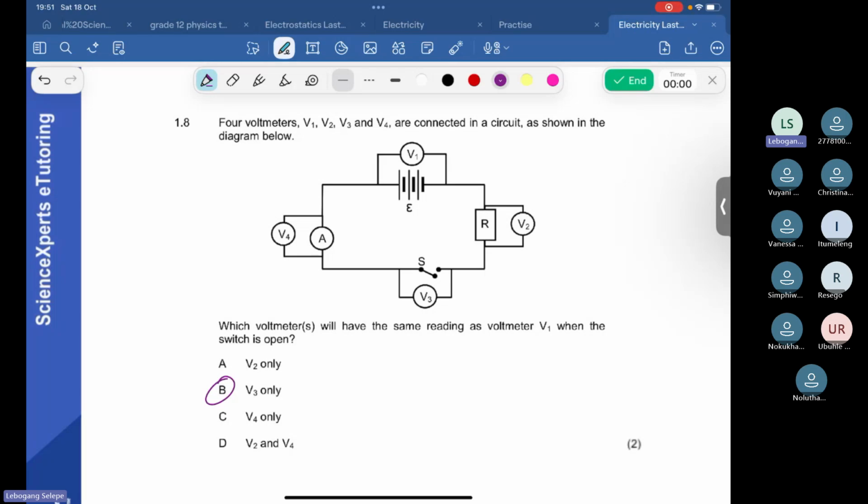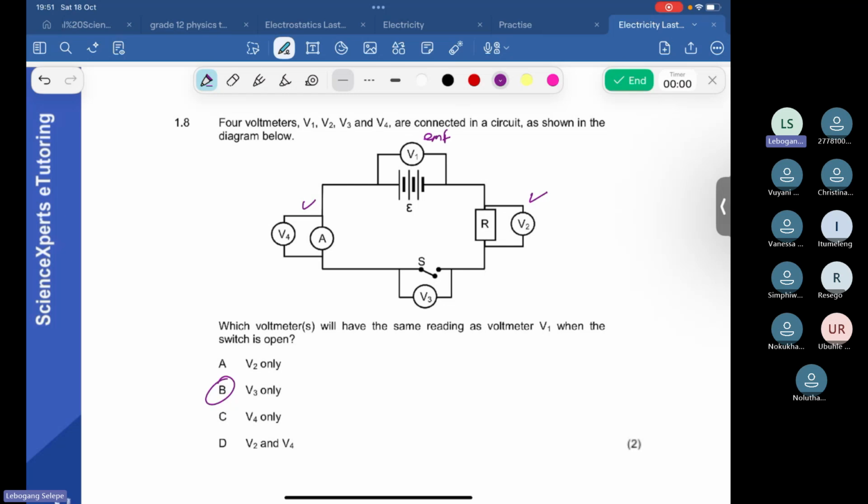Remember, when no current is flowing, this voltmeter across the battery reads the EMF. You see, this voltmeter is connected across the ends of the battery, on one terminal of the battery and on the other terminal of the battery, right? So it would read the EMF. It won't be zero. It would be the value of the EMF. But if you think about it, this one and that one, they would be zero.